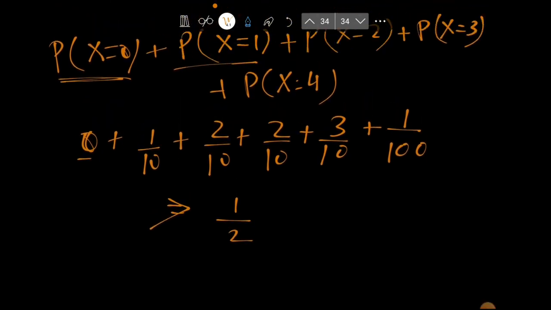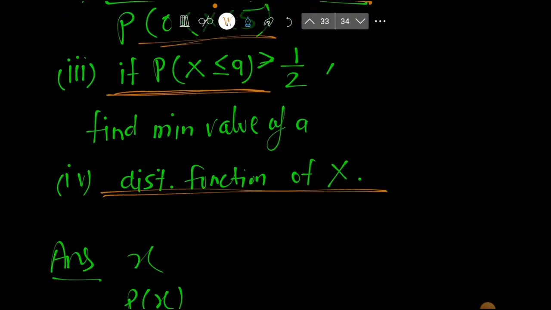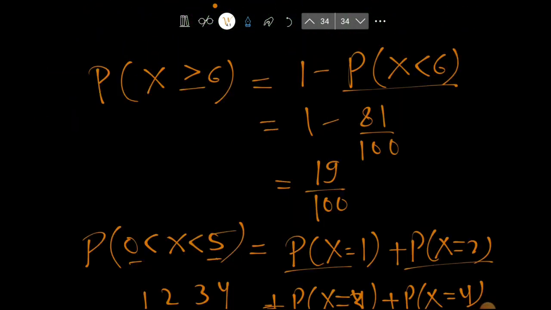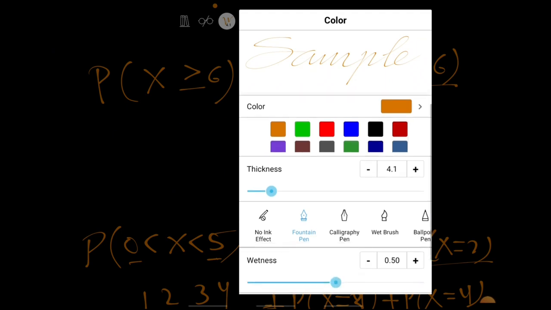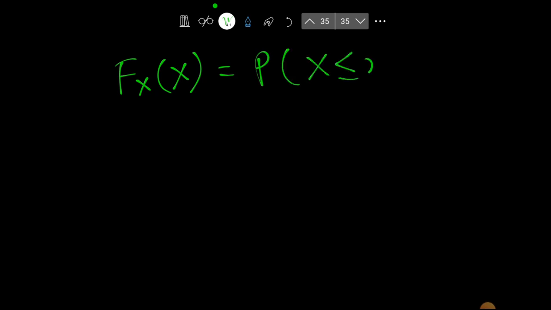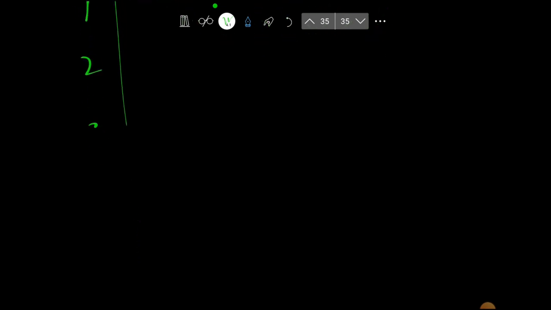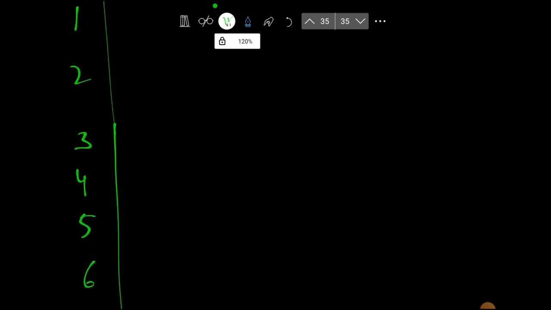Now the last question was to find the distribution function of x. So how can we find the distribution function of x? Let's calculate how we can define the distribution function. F(x) is equal to p(X less than x), and the values of x are 0, 1, 2, 3, 4, 5, 6, 7.